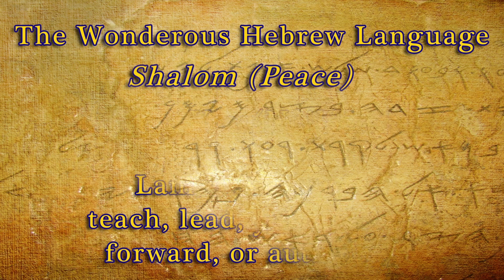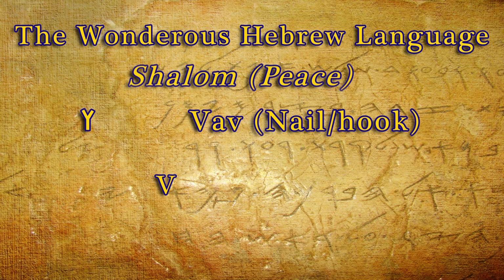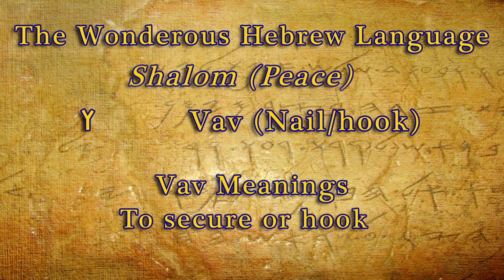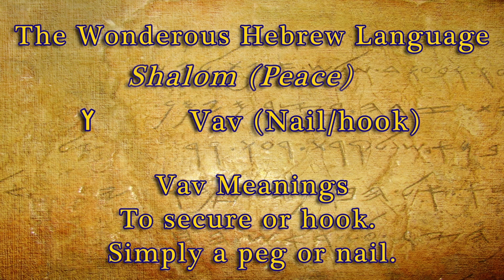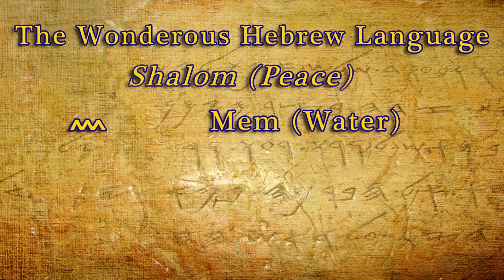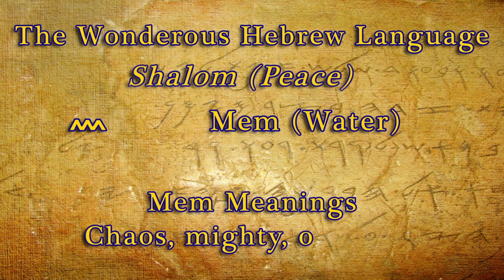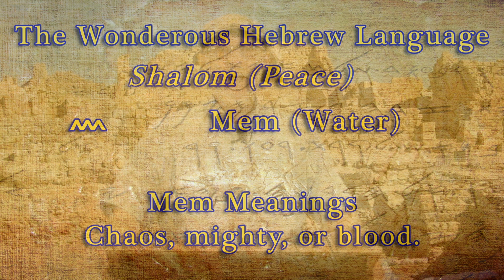The vav represents a tent peg or nail and means to secure or hook, but it can also simply mean peg or nail. The mem illustrates water or waves. As a nomadic people, the Hebrews did not understand the waves or waters of the ocean, so the letter came to mean chaos, mighty, or blood. Our next example is the English word righteous and its true Hebrew word and meaning.